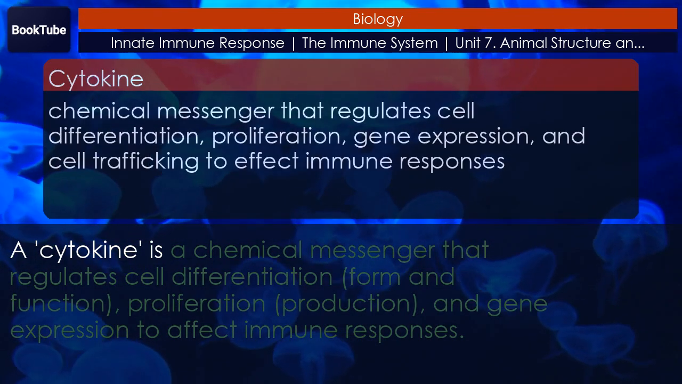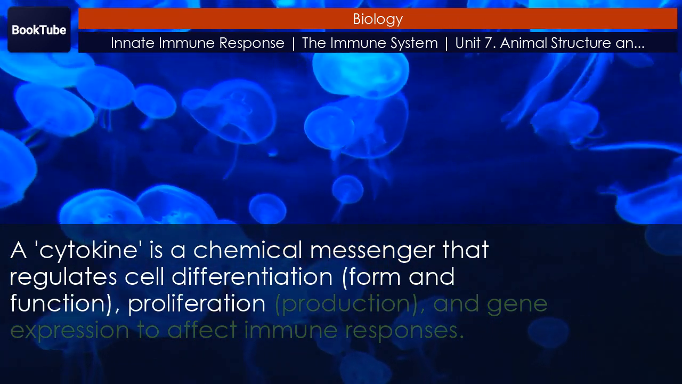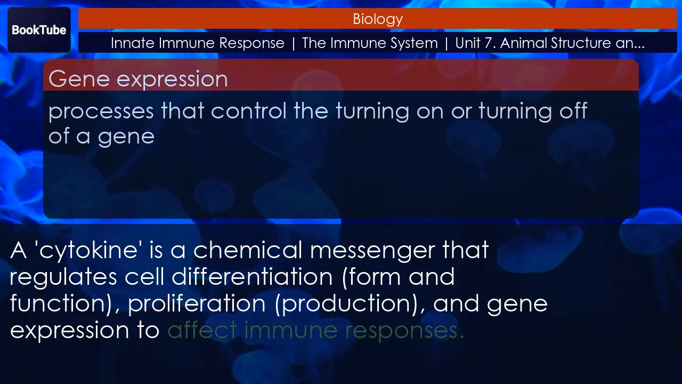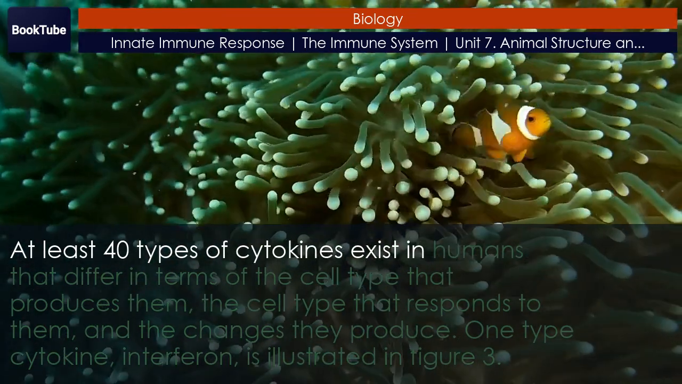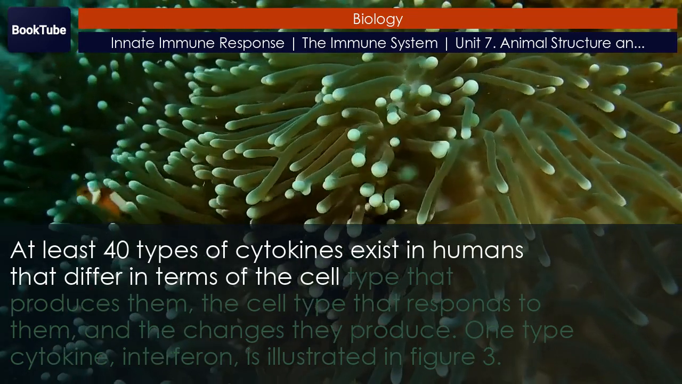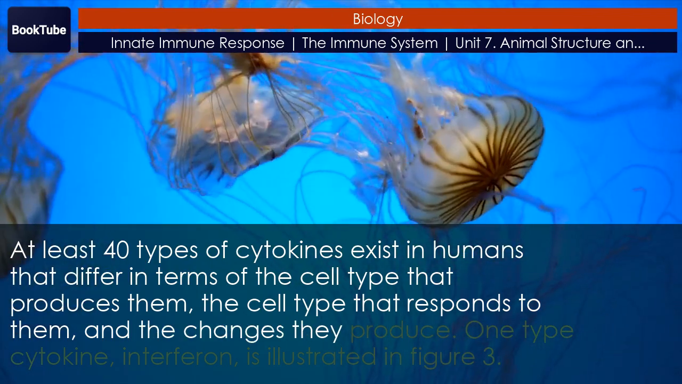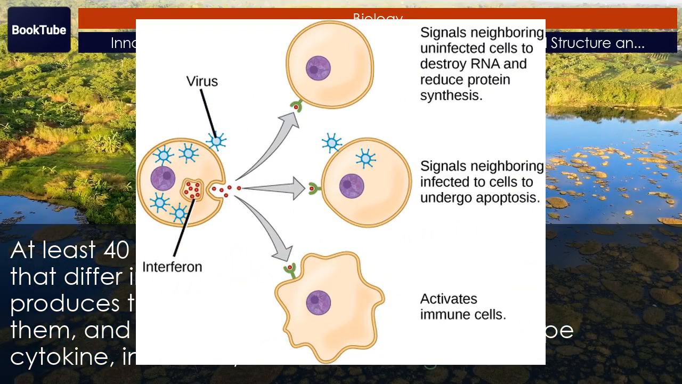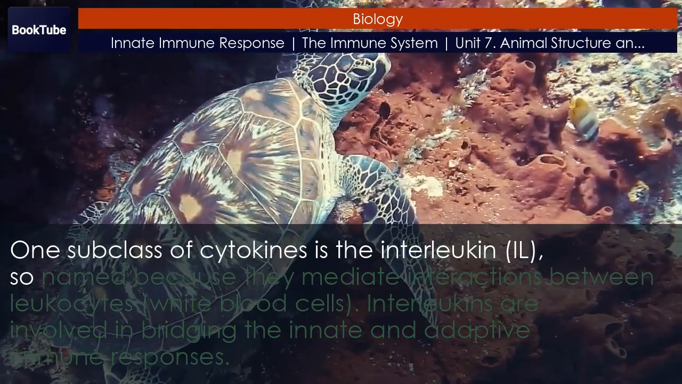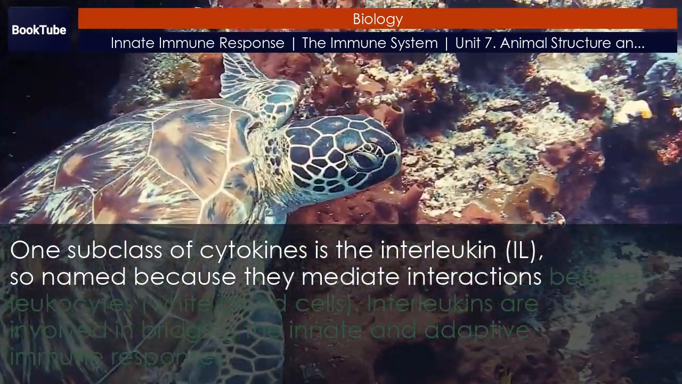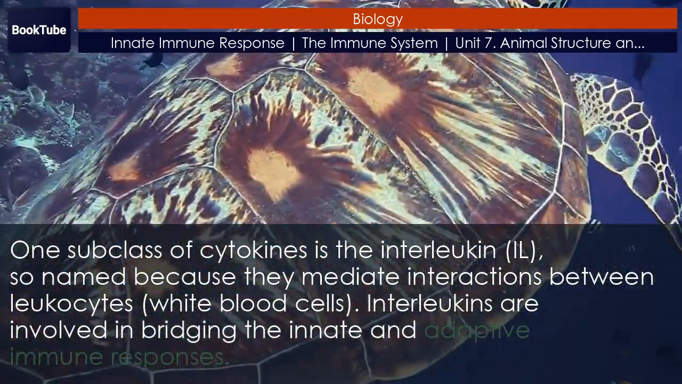A cytokine is a chemical messenger that regulates cell differentiation, form and function, proliferation, production, and gene expression to affect immune responses. At least 40 types of cytokines exist in humans that differ in terms of the cell type that produces them, the cell type that responds to them, and the changes they produce. One type of cytokine, interferon, is illustrated in Figure 3. One subclass of cytokines is the interleukin, so named because they mediate interactions between leukocytes, white blood cells. Interleukins are involved in bridging the innate and adaptive immune responses.